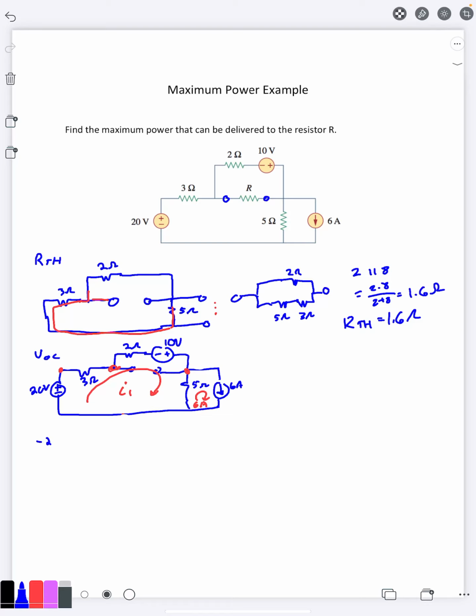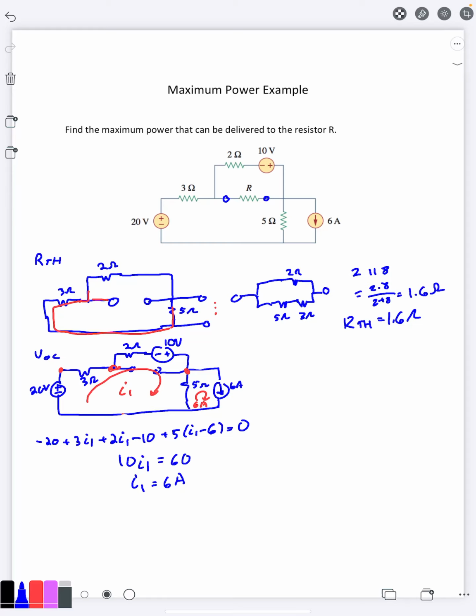So we'd have minus 20 plus 3I1 plus 2I1 minus 10 plus 5 times (I1 minus I2), which is 6, equals 0. So let's see here. 3, 5I1, another 5I1 is 10I1. Minus 20, minus 30, minus another 30 is going to be 60. So I1 is going to be 6 amps here.